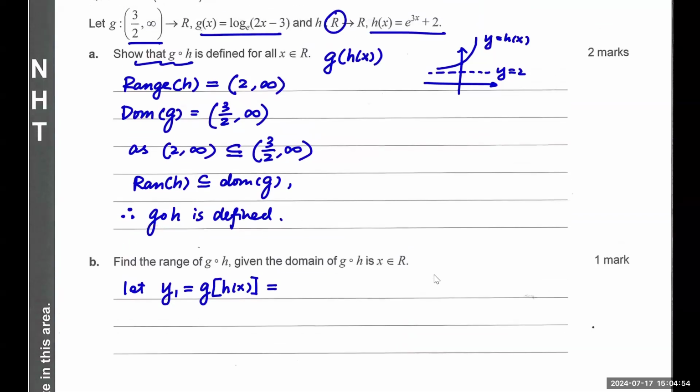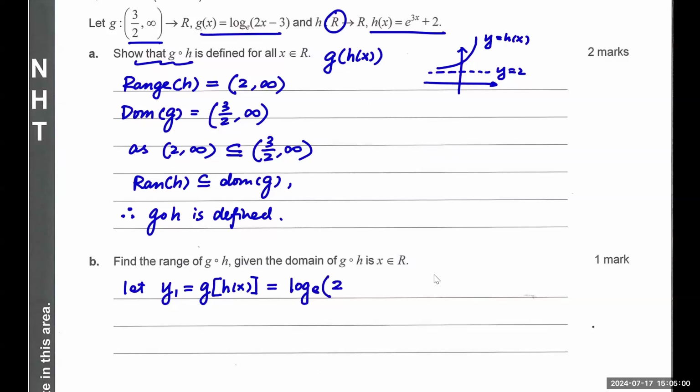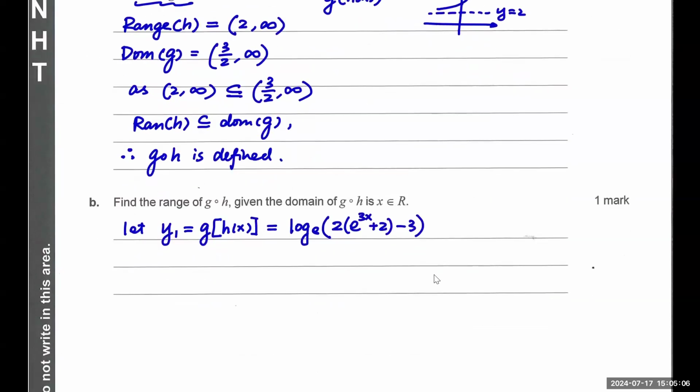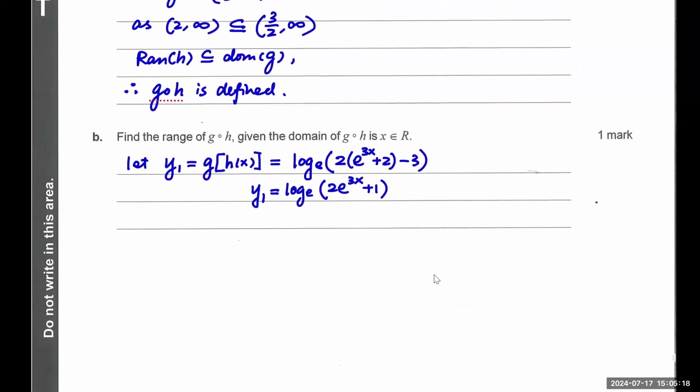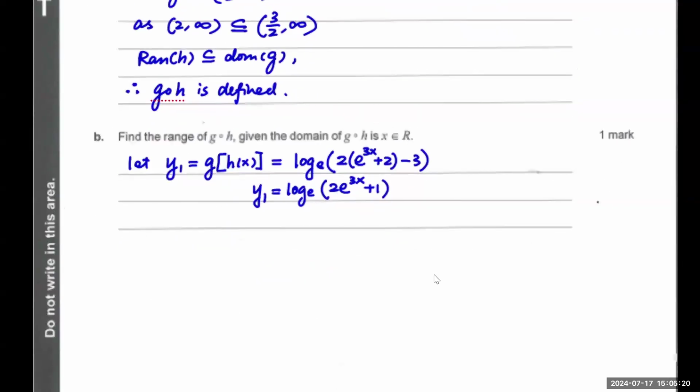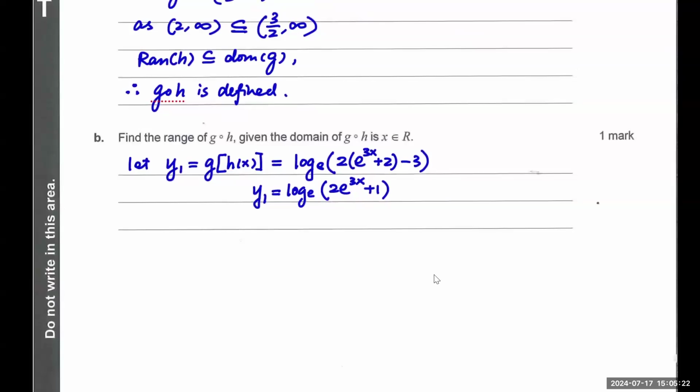That is technically, let's say, log e of 2 times e to the power 3x plus 2 minus 3, okay? And simplifying, you get y1 equals log e of 2e to the power 3x plus 1, all right? So let's analyze the behavior of this function.